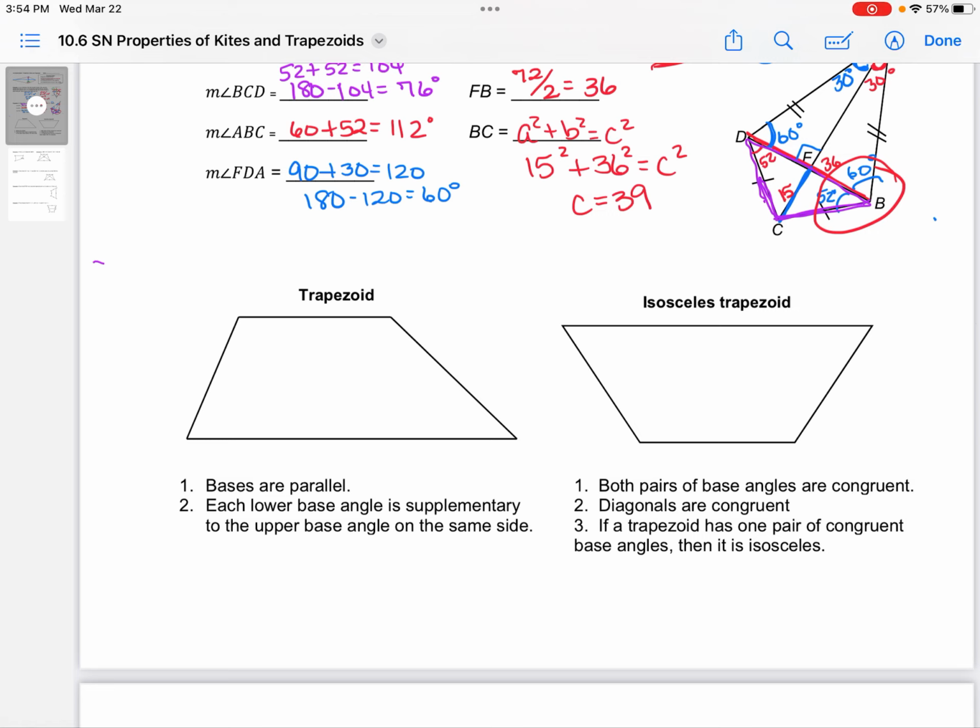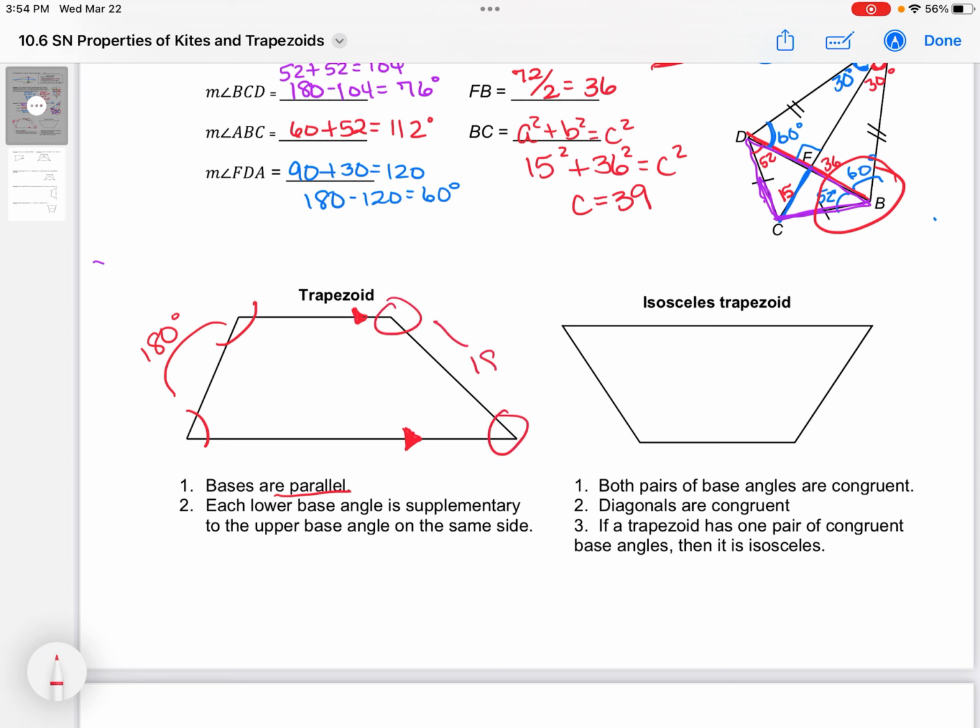Trapezoids. Okay, so there's two different kinds of trapezoids. A plain old trapezoid, the bases are parallel. Remember these little arrows we made to show parallel? Okay, two of them are parallel. And each lower base angle is supplementary to the upper base angle on the same side. So they're consecutive, right? These two make 180, and these two are 180.